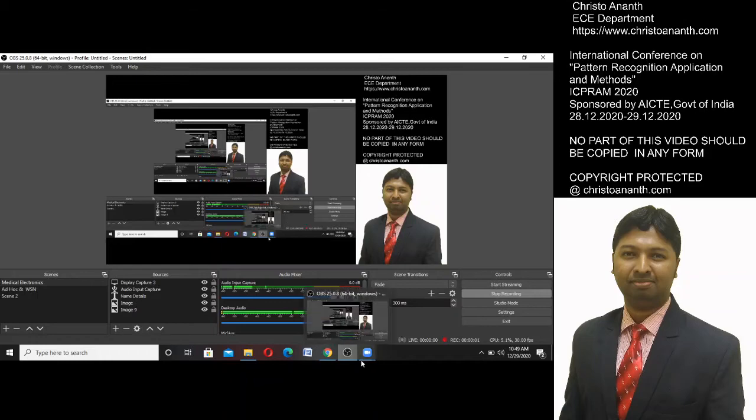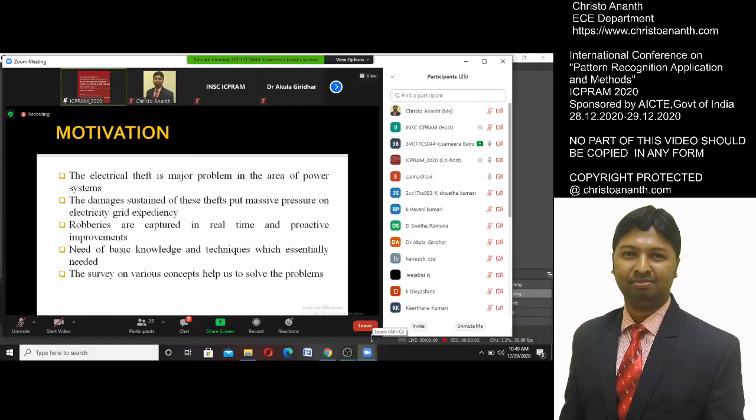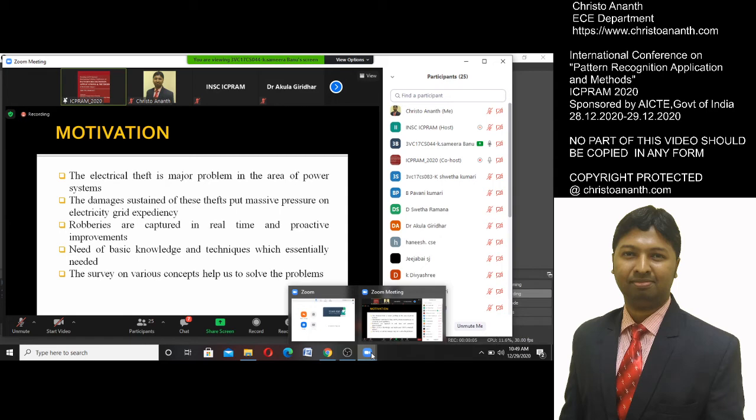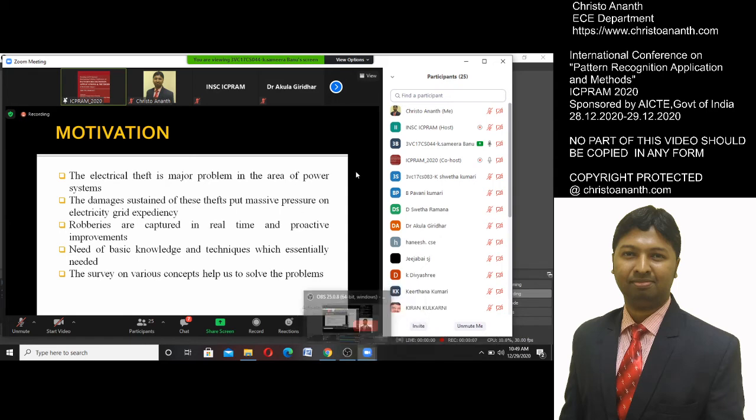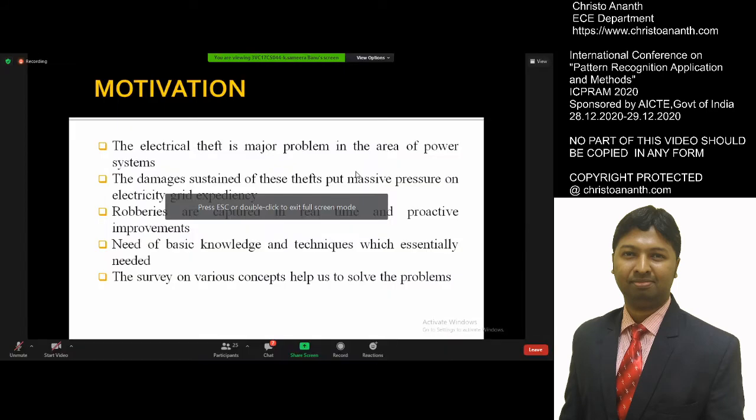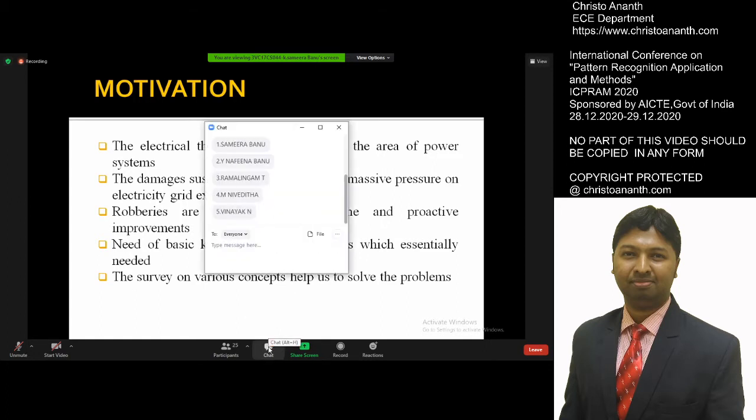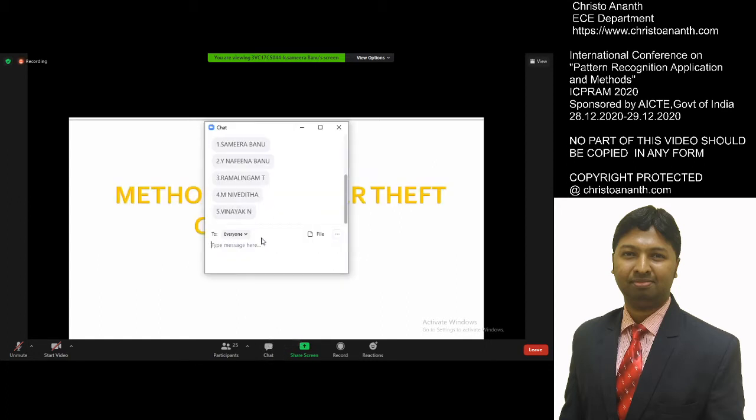We were in need of basic knowledge on various methods and techniques, which are essentially needed for us to sort out the issues by developing our own models. This made us go ahead with a survey on various concepts which can help us solve the problems by developing our own methods. This is the motivation and methods.